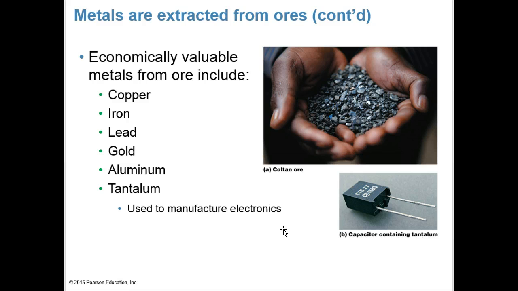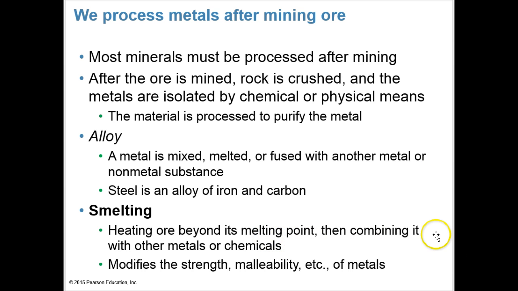Economically valuable metals from ore include the following: copper, iron, lead, gold, aluminum, and tantalum, which is used to manufacture electronics like our cell phones. We process metals after mining the ore, because most minerals must be processed after mining. After the ore is mined, rock is crushed, and the metals are isolated by chemical and physical means. And the material is then processed to purify the metal of interest.